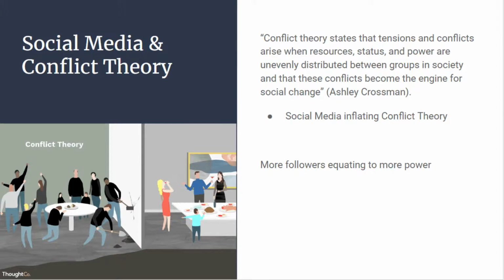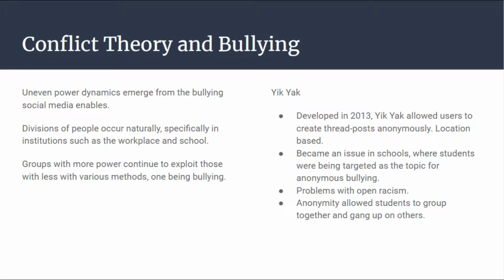Next, we will go into more of a micro level on how these theories work in social media and in our world today. Conflict theory explains the natural division of people. In institutions such as the workplace and school, power dynamics develop between coworkers and peers. When one group has more power than another, bullying often begins to occur.